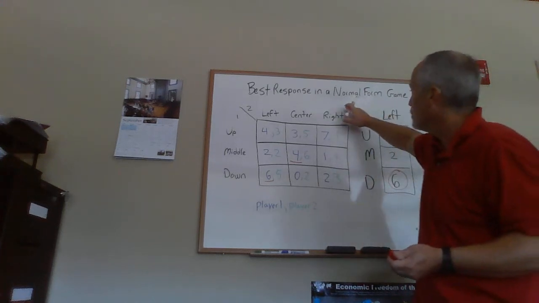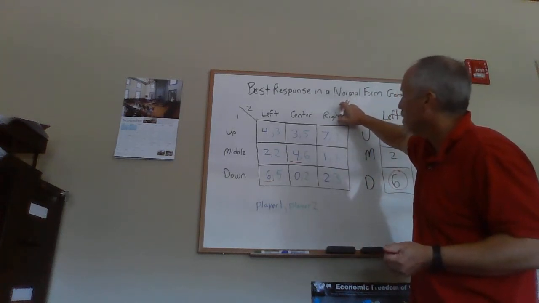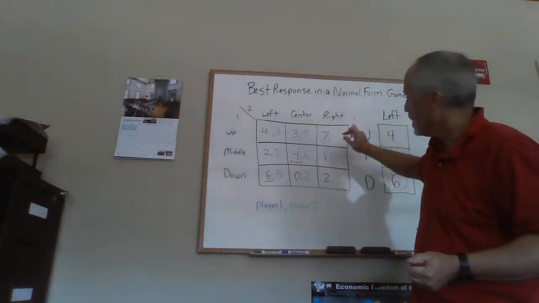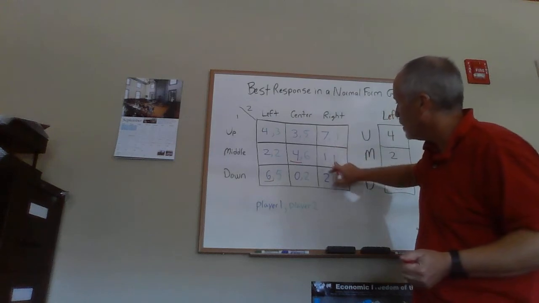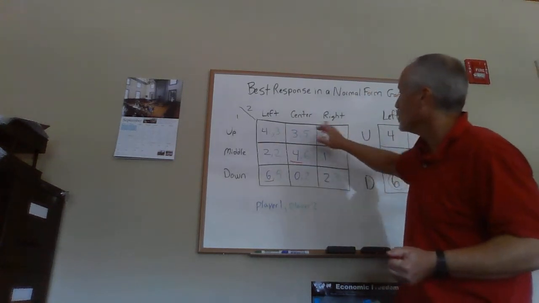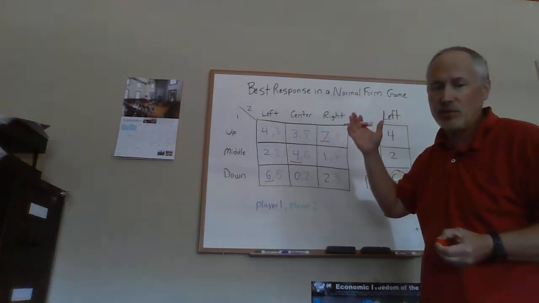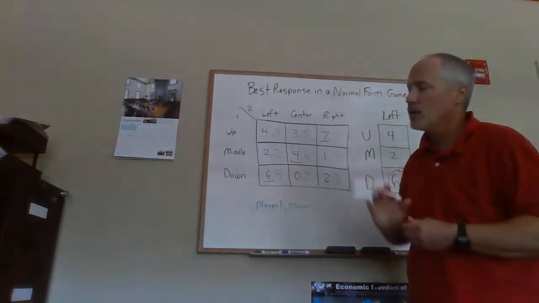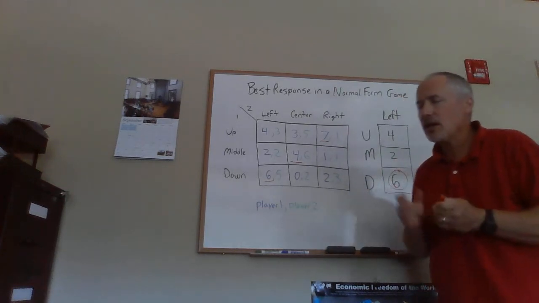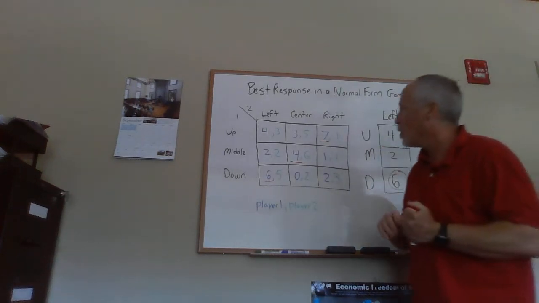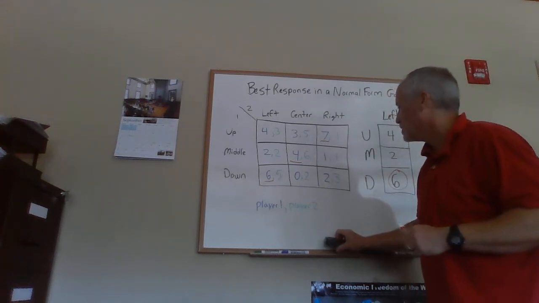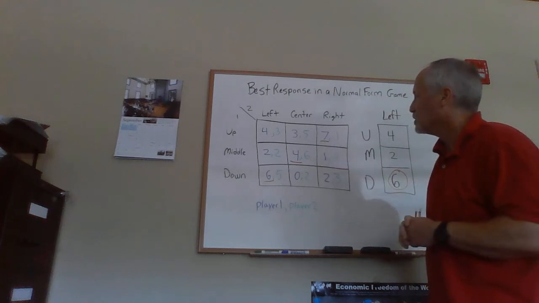And then finally, if player 2 chose right, player 1 would know they're going to be in the third column of this matrix. Their payoffs here are 7, 1, and 2, and 7 is the highest. That comes from up. So we know that if player 2 was going to choose right, player 1 would want to choose up. And so that's how you go about doing it. Now I'll just do one for player 2, to see the difference when you're looking at player 2.